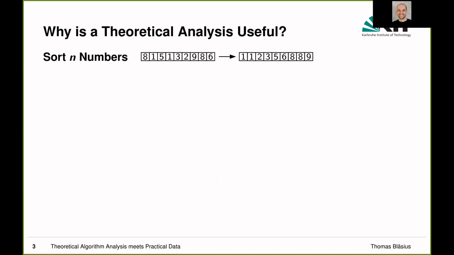Okay, so let me start with the question, why should we do a theoretical analysis? And I want to start with a very simple example, sorting numbers. So assume we have n numbers and we want to sort them, so this should be the output. Then there are, of course, different algorithms to choose from. One being bubble sort, and we all know bubble sort has quadratic running time, so our theoretical analysis tells us the running time is n to the power of 2. On the other hand, I can, for example, look at merge sort, and there again, I can do a theoretical analysis, which tells me, okay, the running time will be n log n.